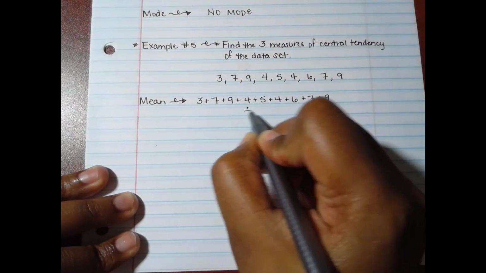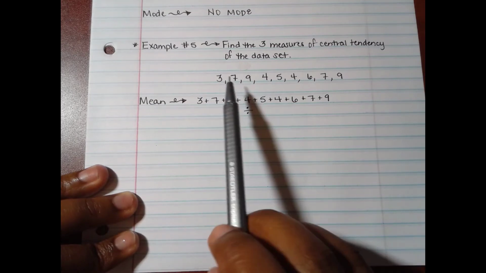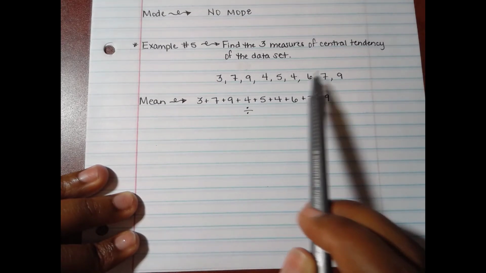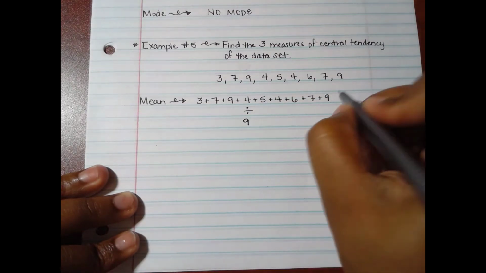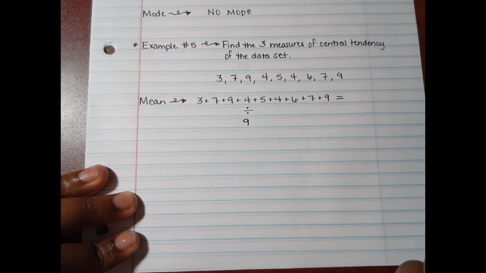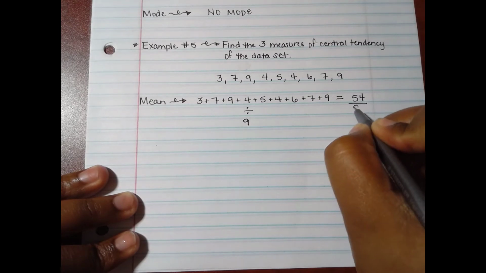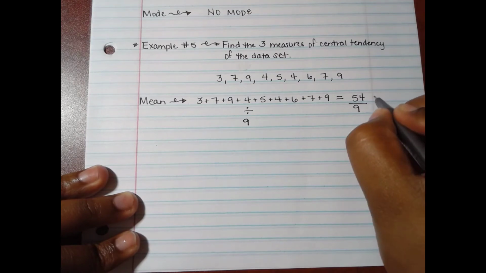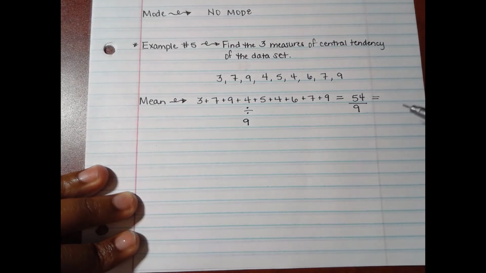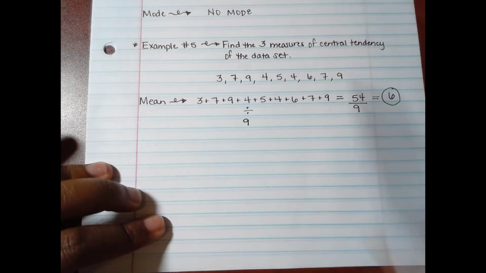And then we're going to divide by the total amount of numbers. In this case, we have 1, 2, 3, 4, 5, 6, 7, 8, 9. 9 numbers. So we would divide by 9. When you add all of this up, you get 54 divided by 9. Remember, this sign here and this sign means the same thing. So 54 divided by 9 is 6. So in this case, 6 is the mean of this data set.